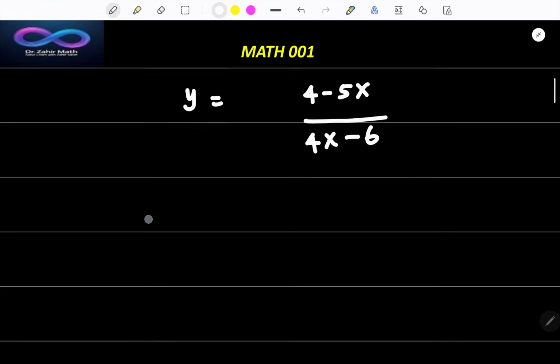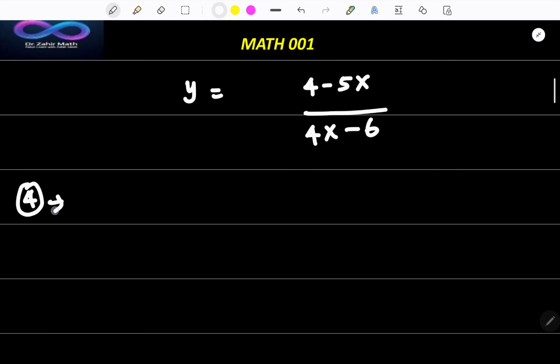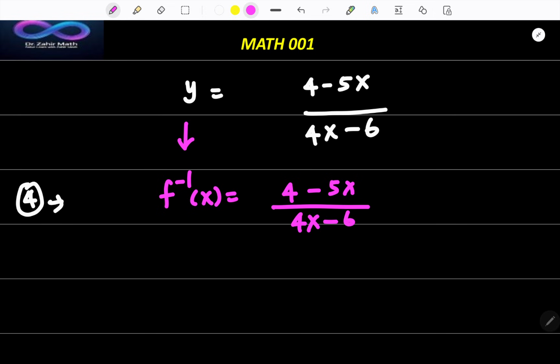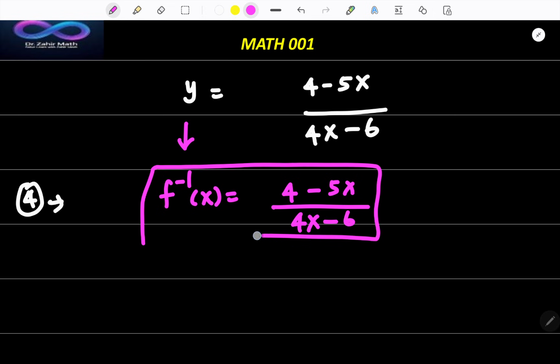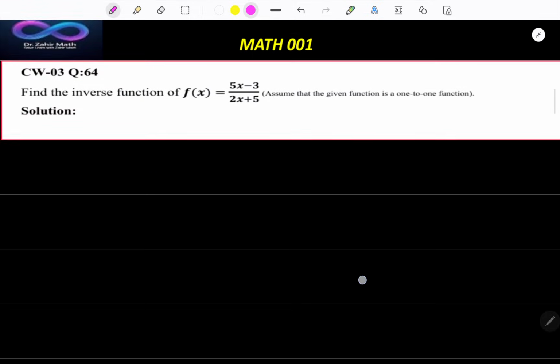So we solve for y. What is step number 4? Step number 4 is put y equal to f inverse x, which is equal to 4 minus 5x divided by 4x minus 6. Clear, all of you? Yes. Let's go to the next question.